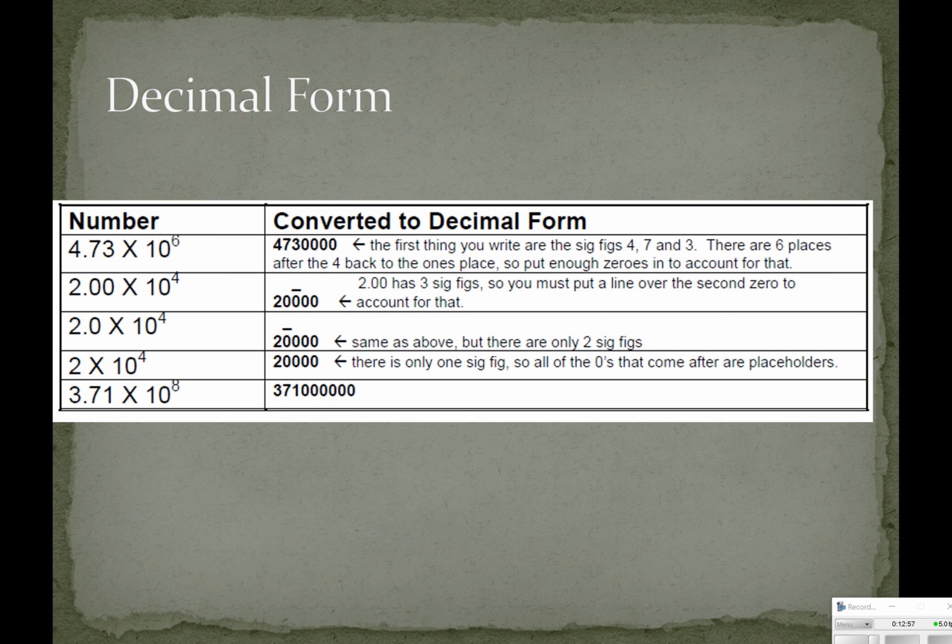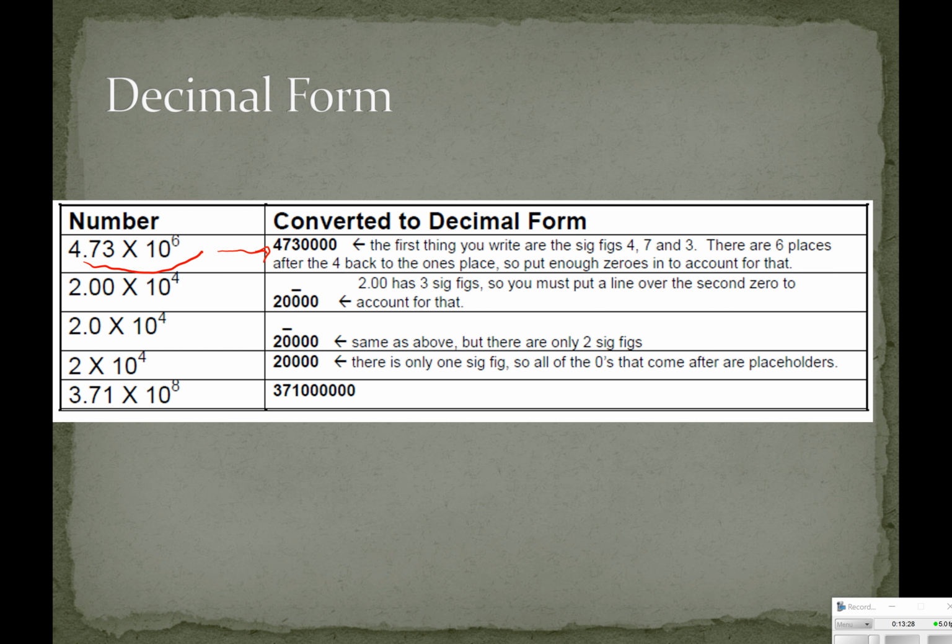So, decimal form. We have a number here. We'll do a couple of these examples. 4.73 times 10 to the 6. The first thing that we want to do is write out our first 3 significant digits, the 4, the 7, and the 3. And then there are 6 places from where our decimal place is, all the way back to the ones. So we just add in zeros as we do that. And if we write out our scientific notation into standard, we get 4,730,000.